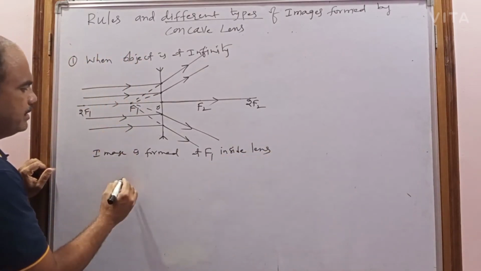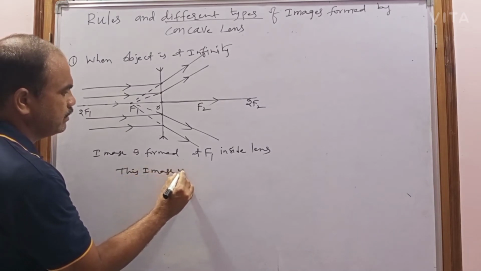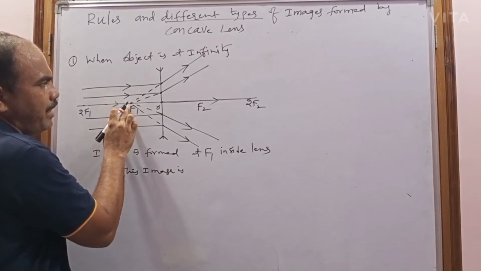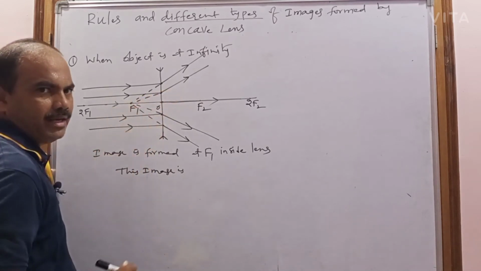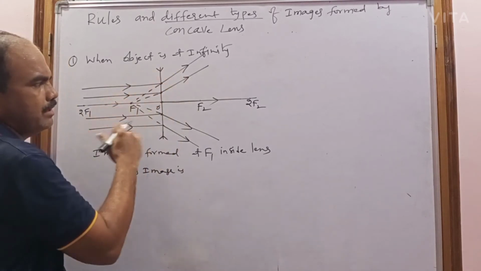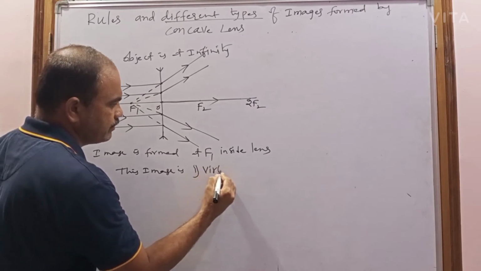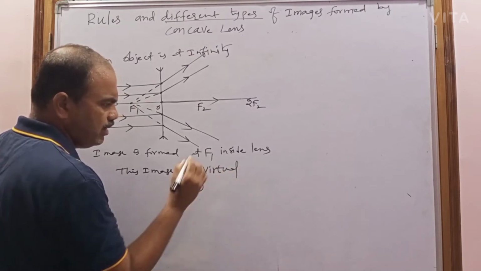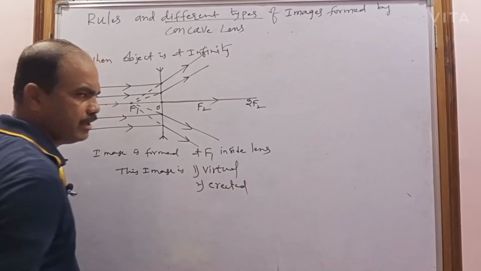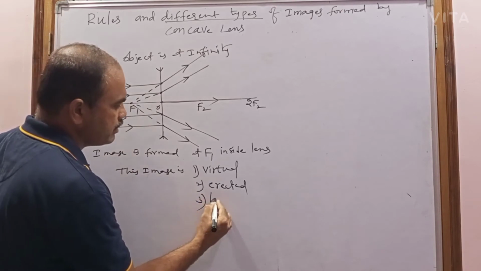Now coming to the characteristics. This image cannot be formed by real intersection of the refracted rays. When the refracted rays are extended back, that image is formed. That's why this image is a virtual image. And already you know that all virtual images are erect. Remember. And the third one, it is highly diminished.